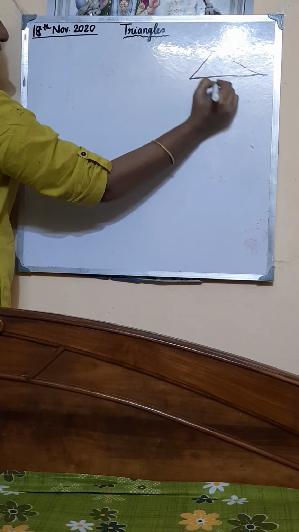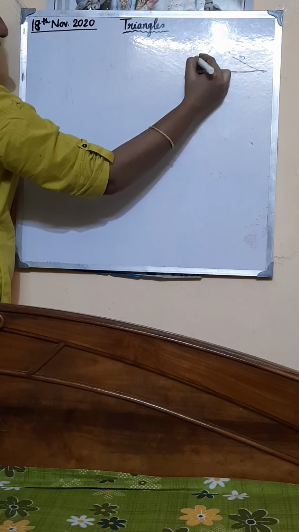Good morning, students. Today I am going to start a new chapter, that is triangles. First, we have to learn about the perimeter and area of a triangle. Suppose a triangle, length of sides are A, B, C.